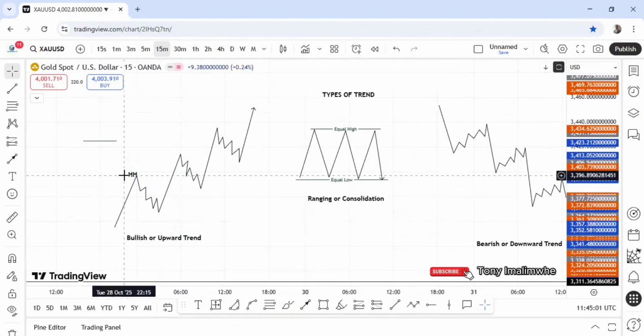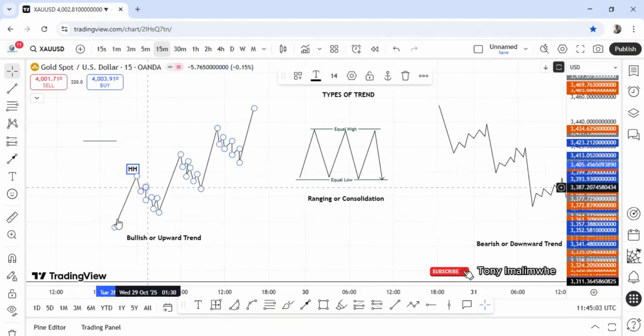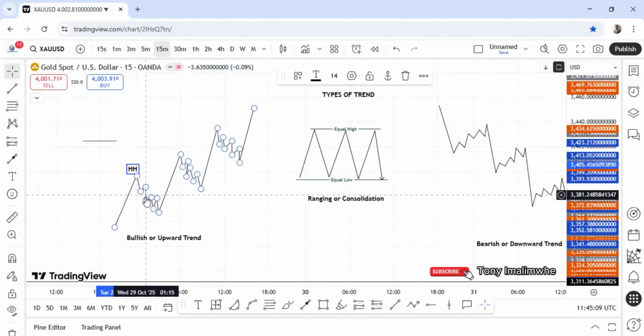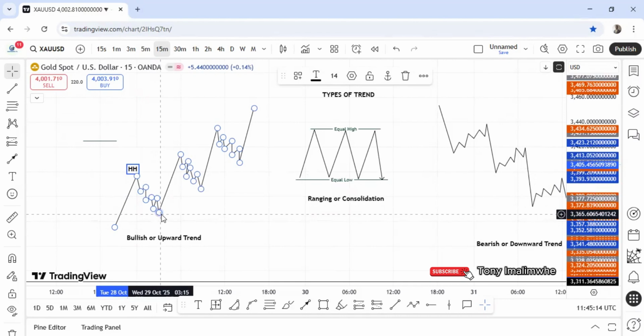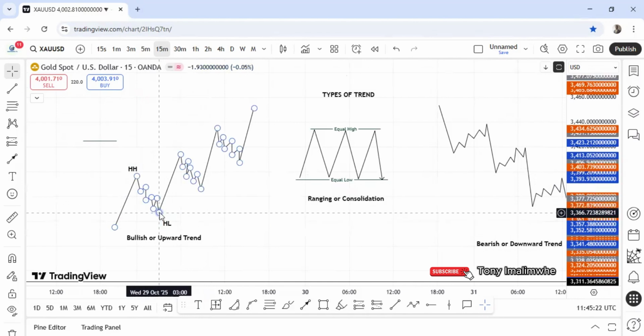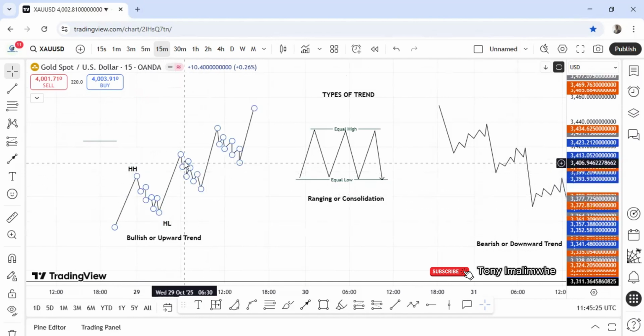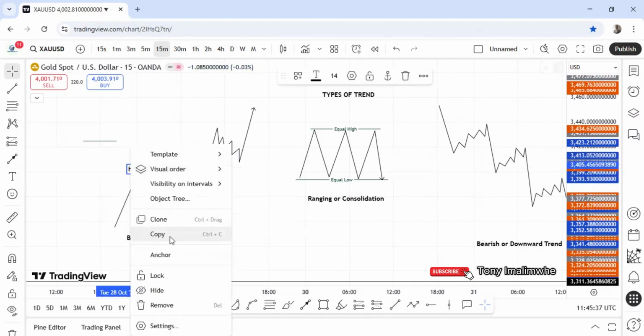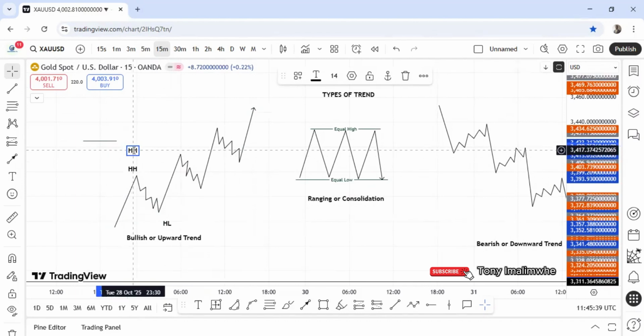When price moves from this price level to here to give a higher high, price will retrace back or pull back to this price level to give a higher low. So this point is called a higher low. And then when price moves from this price level to give another high, this high is called a higher high again because it's higher than this level. Price will give another higher high here.